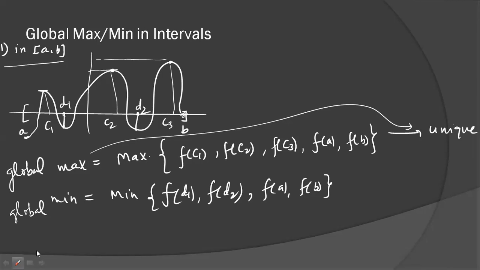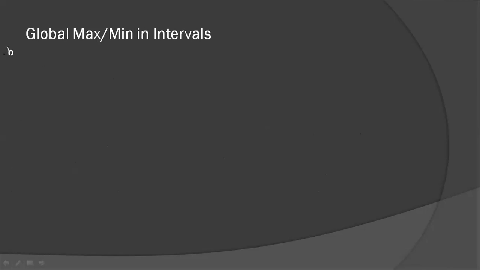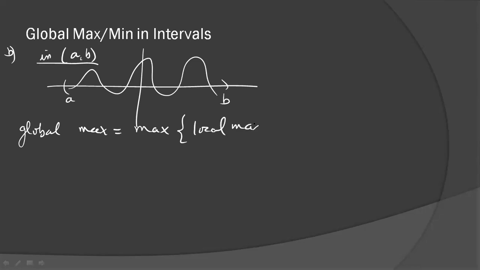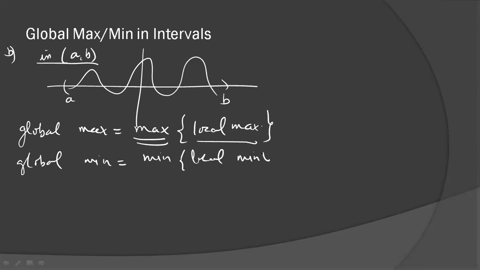But if you are in an open interval a comma b, then there is no need to check the value of the function at the boundary points, because boundary points are not included here. Then the global maximum is the max of all local maximums, and the global minimum is the minimum of all the local minimums. Here f(a) and f(b) cannot be found.